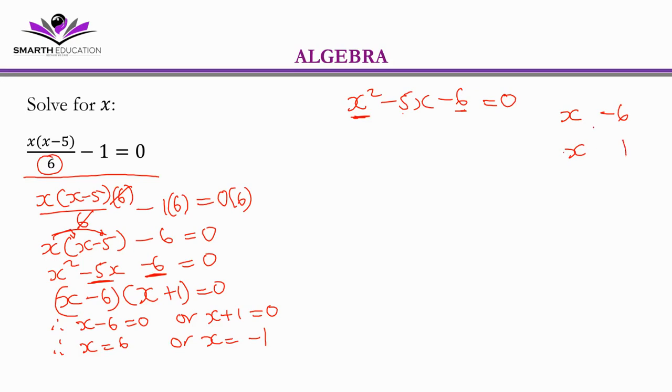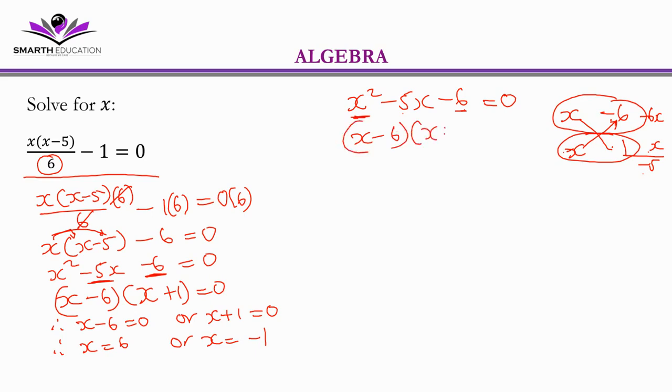positive 1. Right. x times negative 6, that's negative 6x. x times 1, that is x. Then negative 6x plus x is negative 5x. So that's what we want: (x minus 6)(x plus 1) is equal to 0. And then from there, just continue like what you did here.